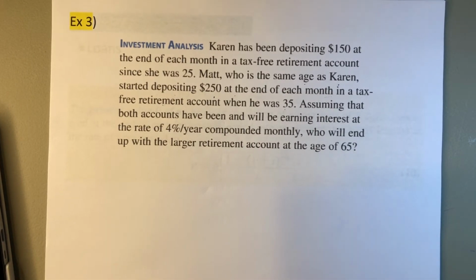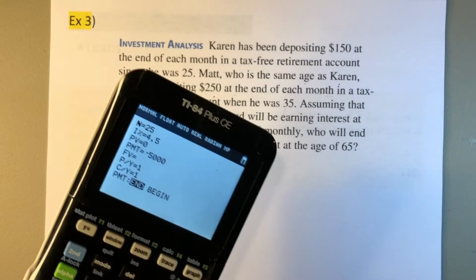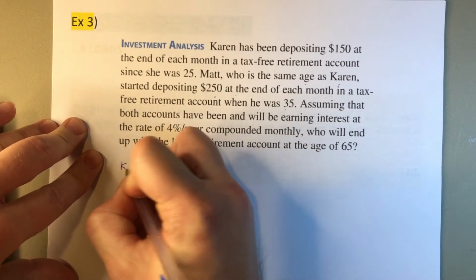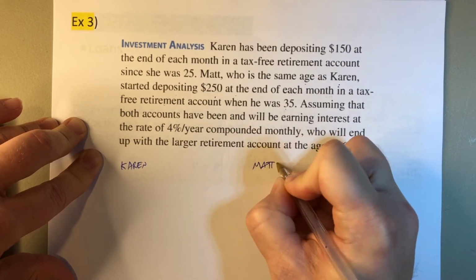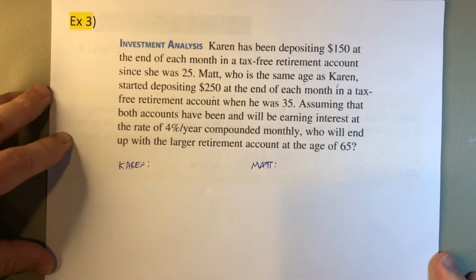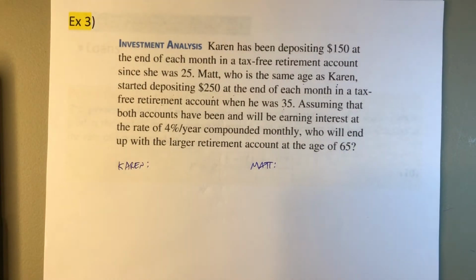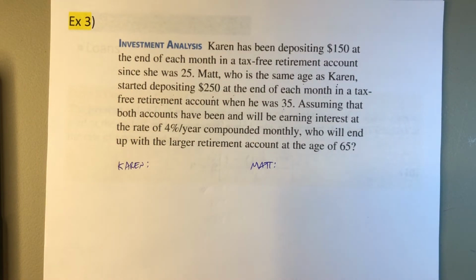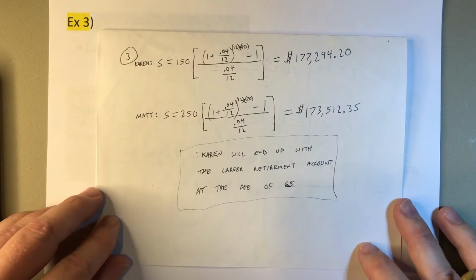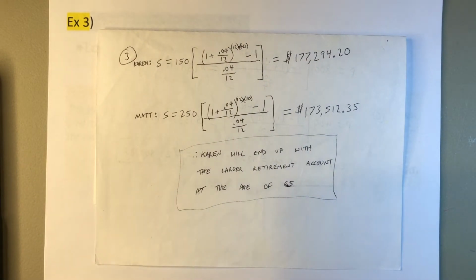So here again, you could use the formula if you want, but I prefer to use the application. Let's look at Karen first, and then we'll look at Matt second. For Karen, what would we enter into our calculator? Again, if you want to use the formulas, that's fine. In fact, I'll show you. If you use the formulas, this is what you're going to get. That's the answer right there if you want to look at it. Karen will end up with a larger retirement when she turns 65. This is the formula route. If you'd like to do it the formula way, there you go. You can pause the video now and take a look at that if you like.